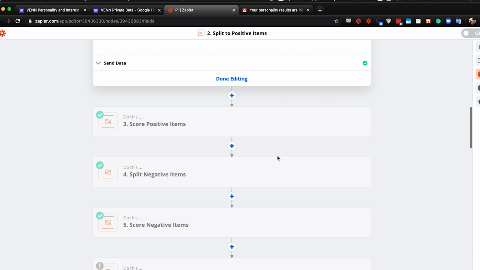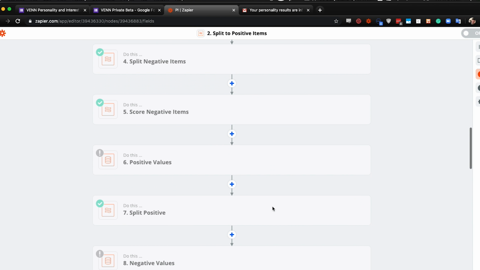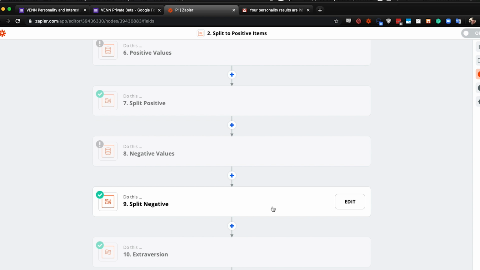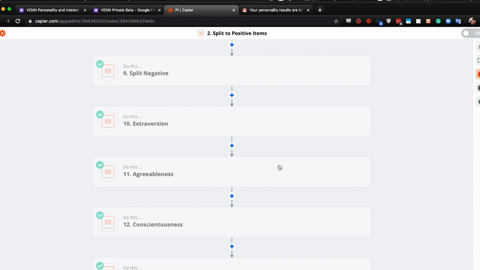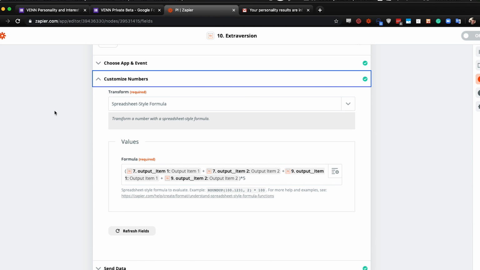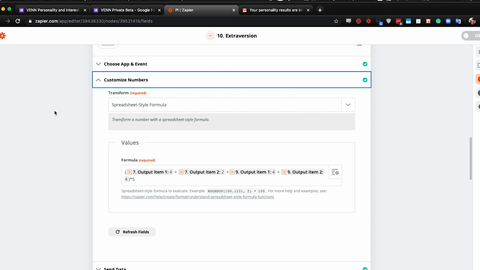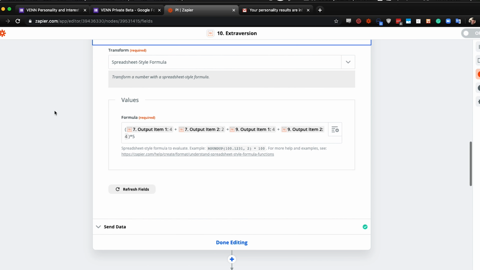Next, we were scoring the positive items, scoring the negative items, and then storing each of the values from those outputs. Next, we would split those values one more time, and then we were going in and actually scoring each of the different types of personality factors, those being openness, conscientiousness, extroversion, agreeableness, and neuroticism. We did that using a formula inside of the Formatter by Zapier tool.